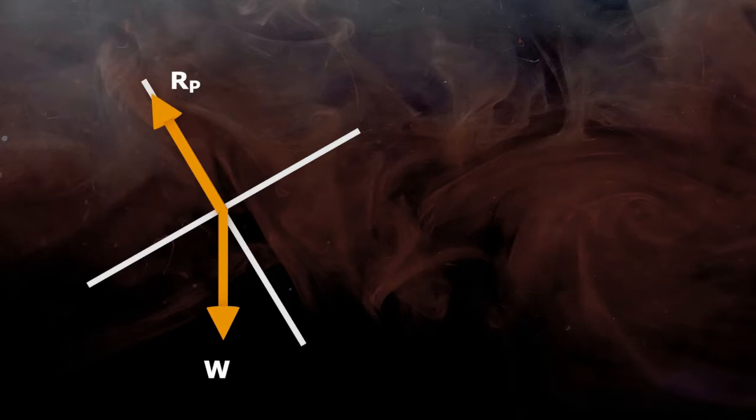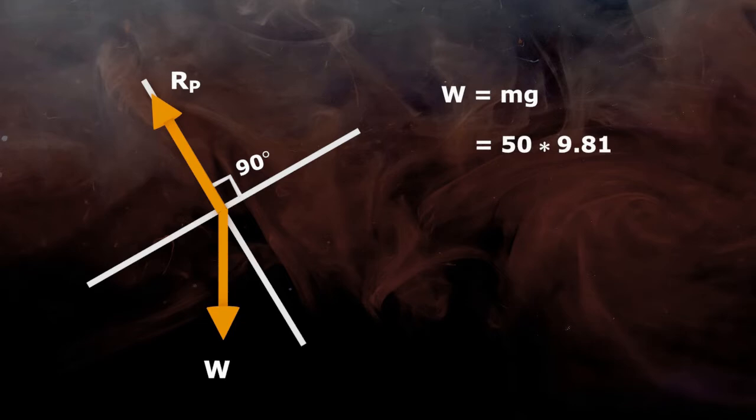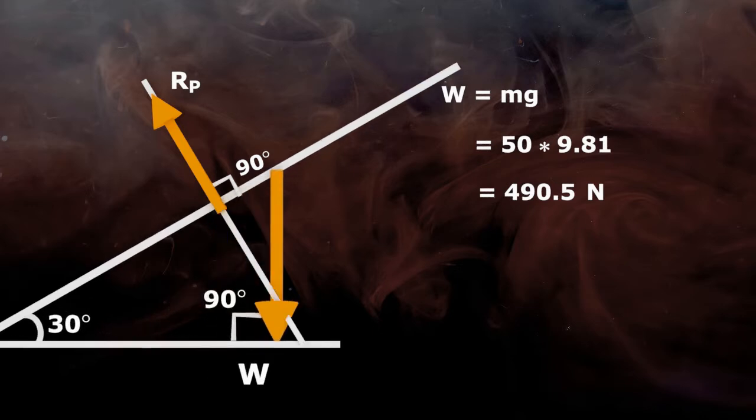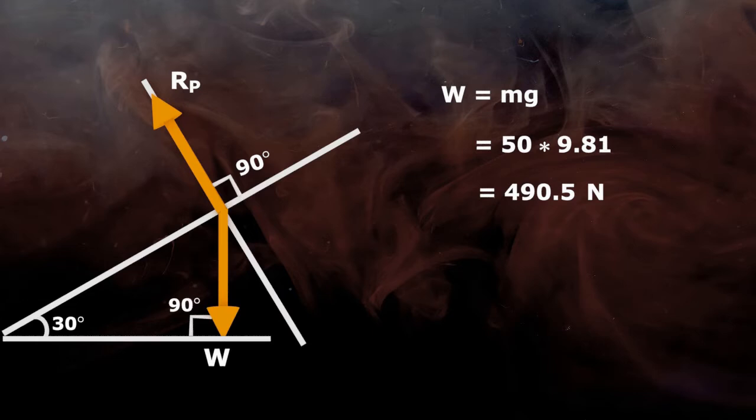Now let's quickly find out all required data for calculation. Reaction from the plane Rp acts normal to the plane and makes a 90-degree angle to the x-axis. Self weight is equal to the mass of the object multiplied by gravitational acceleration g. In our case, the mass of the box is 50 kg multiplied by g, which is 9.81 meter per second square, equal to 490.5 Newton. Now let's find out the angle it makes with the x-axis. As we discussed, weight W acts vertically downward making a 90-degree angle to the ground and the ramp makes a 30-degree angle to the ground. So if this is a triangle, the angle of W with the x-axis is 90 minus 30 equals 60 degrees.